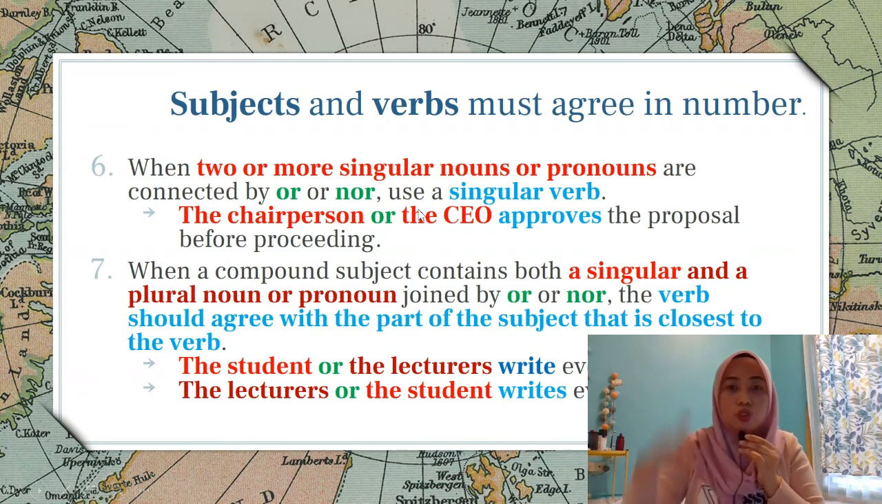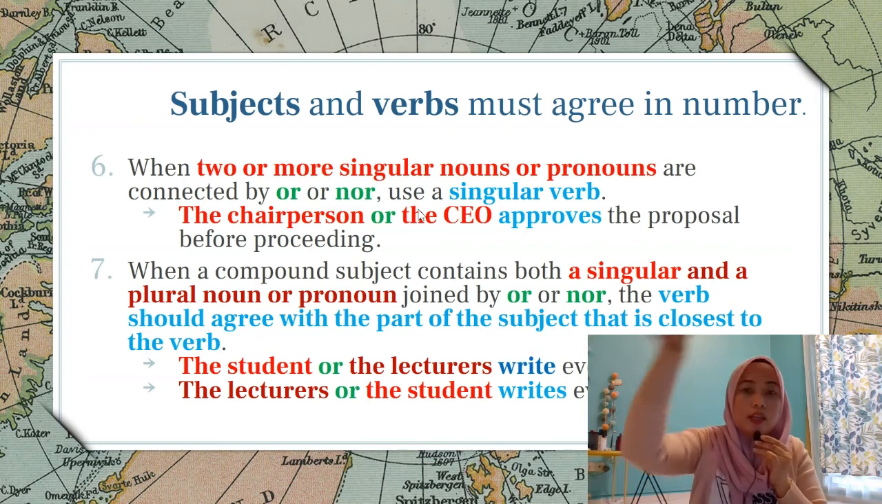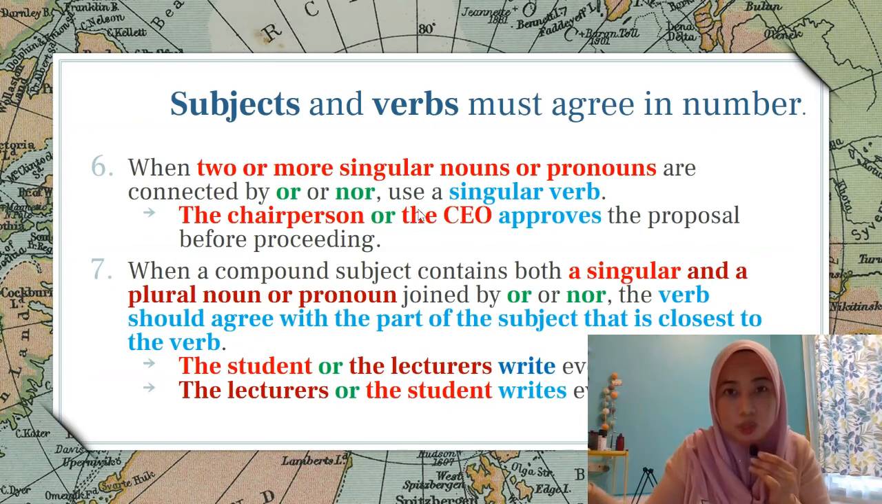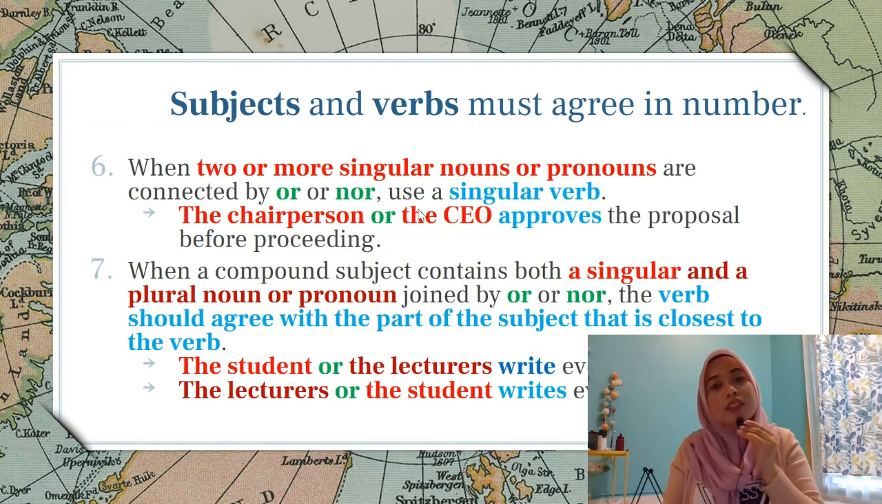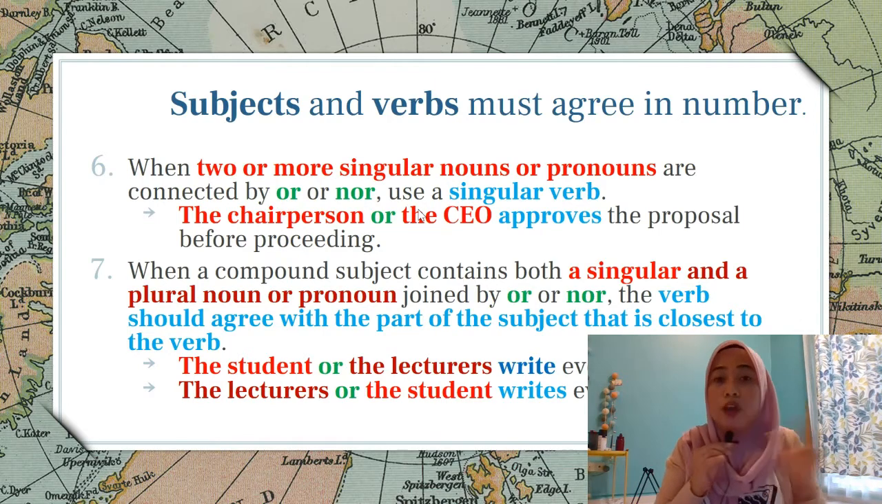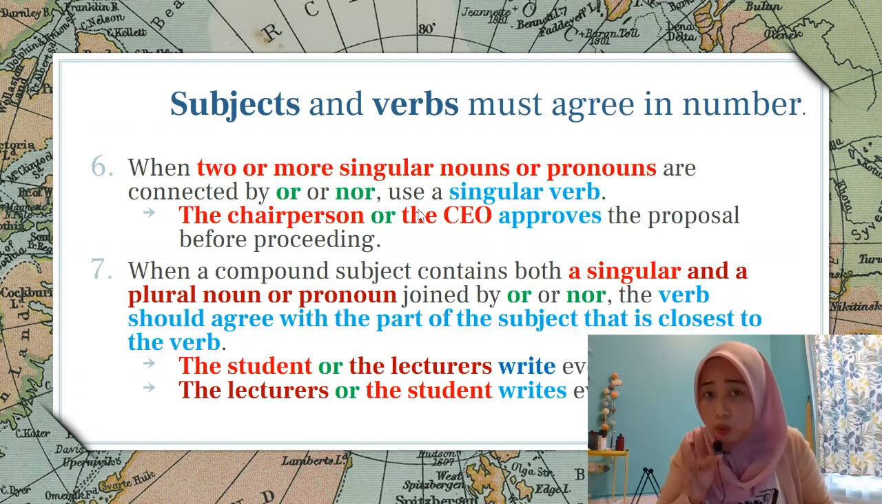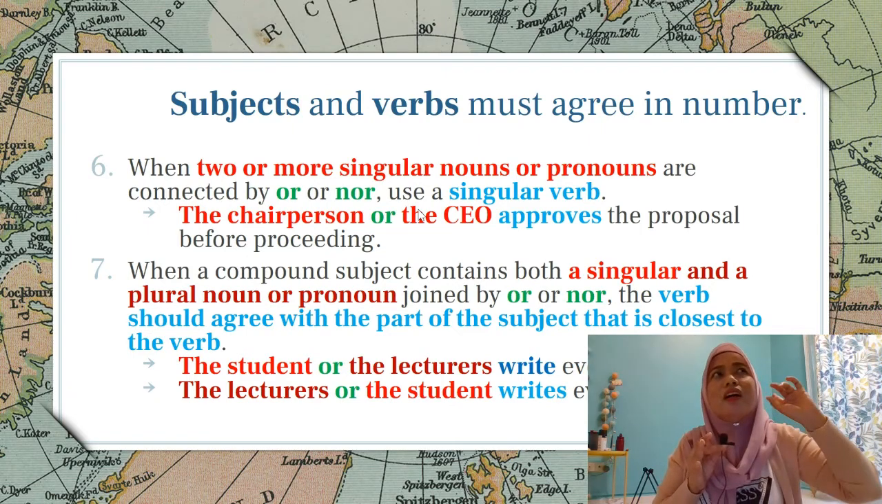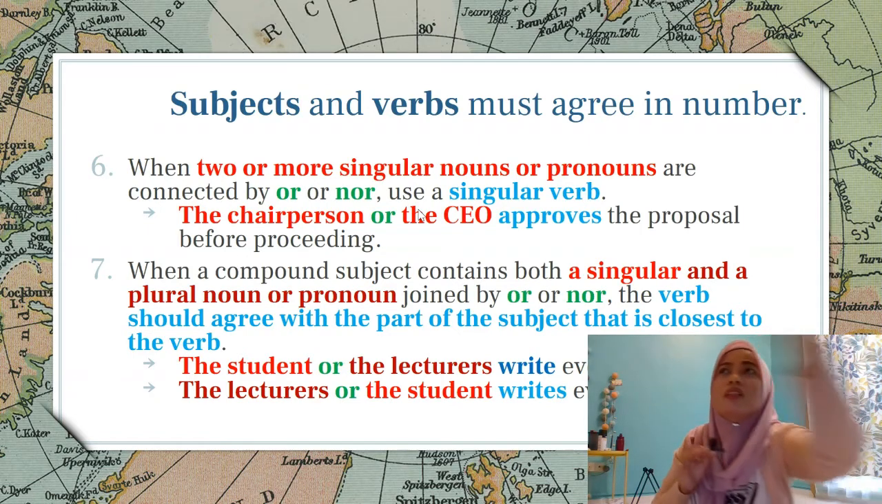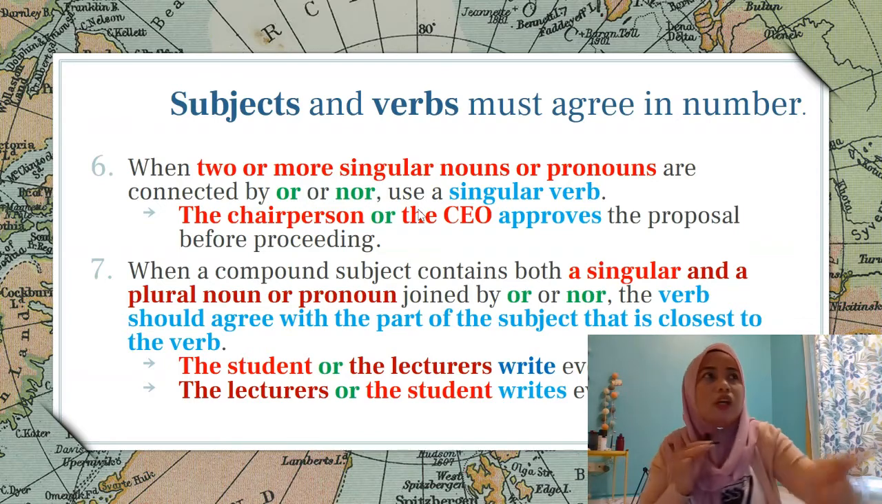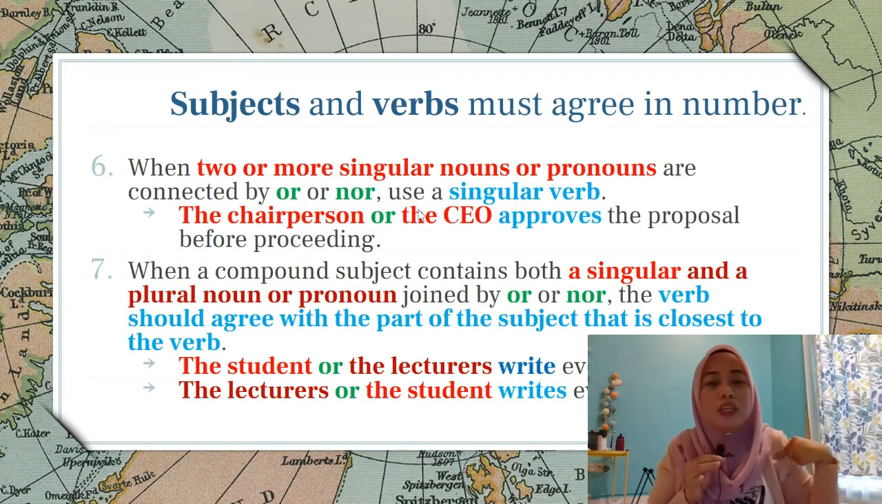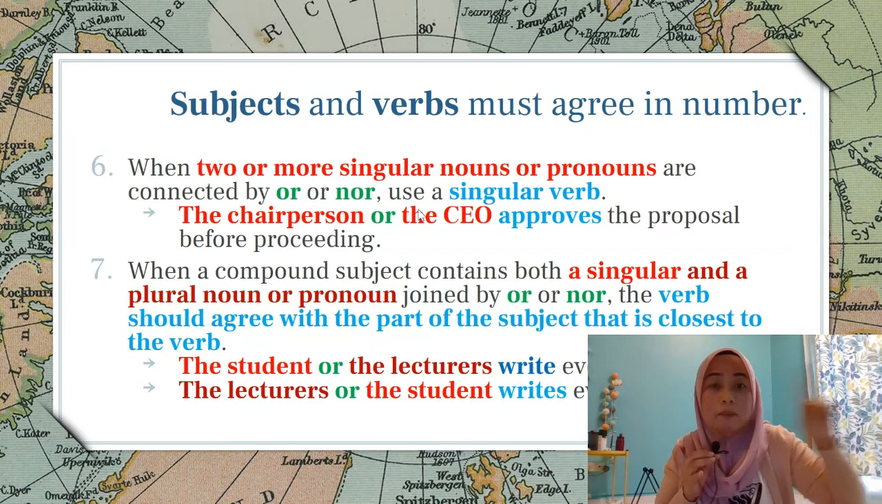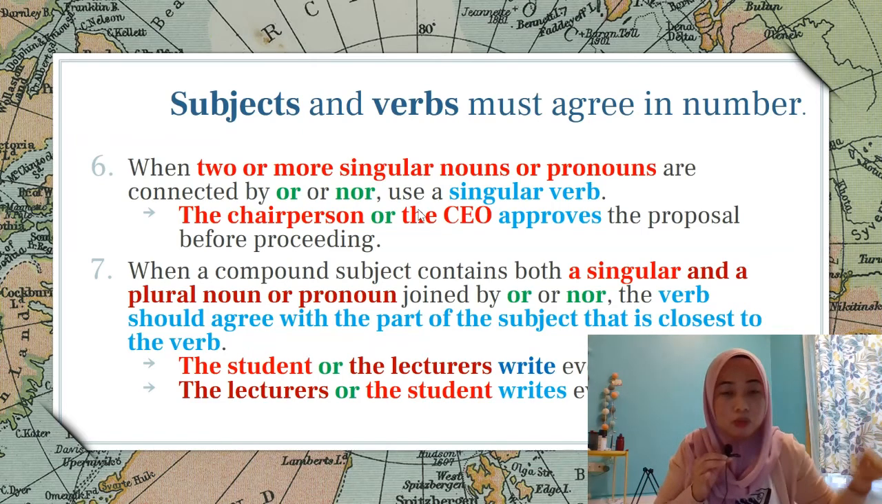So with "or" and "nor", the verb has to be singular. Now, why is it singular, Miss Farah? It's because when you have a sentence like that, it means that it's only one person, but you're not sure who that person is. So it's either that chairperson or that CEO, him or her, me or you. So it's actually one person only. The subject is actually one person only.